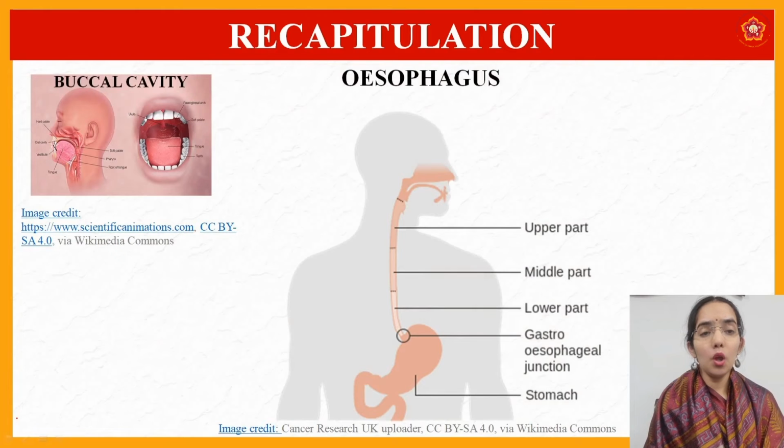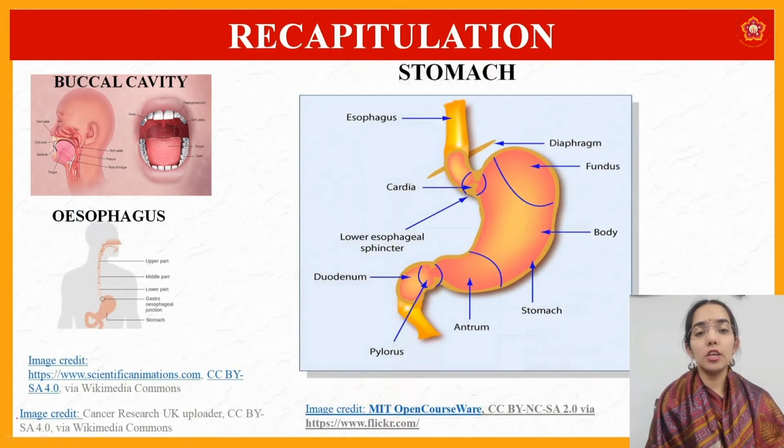Then we learnt that the food goes into the esophagus. The esophagus is a long tubular pipe, and there is a wave-like movement in the wall of the esophagus that helps the food to move down. And then the food enters into our stomach.